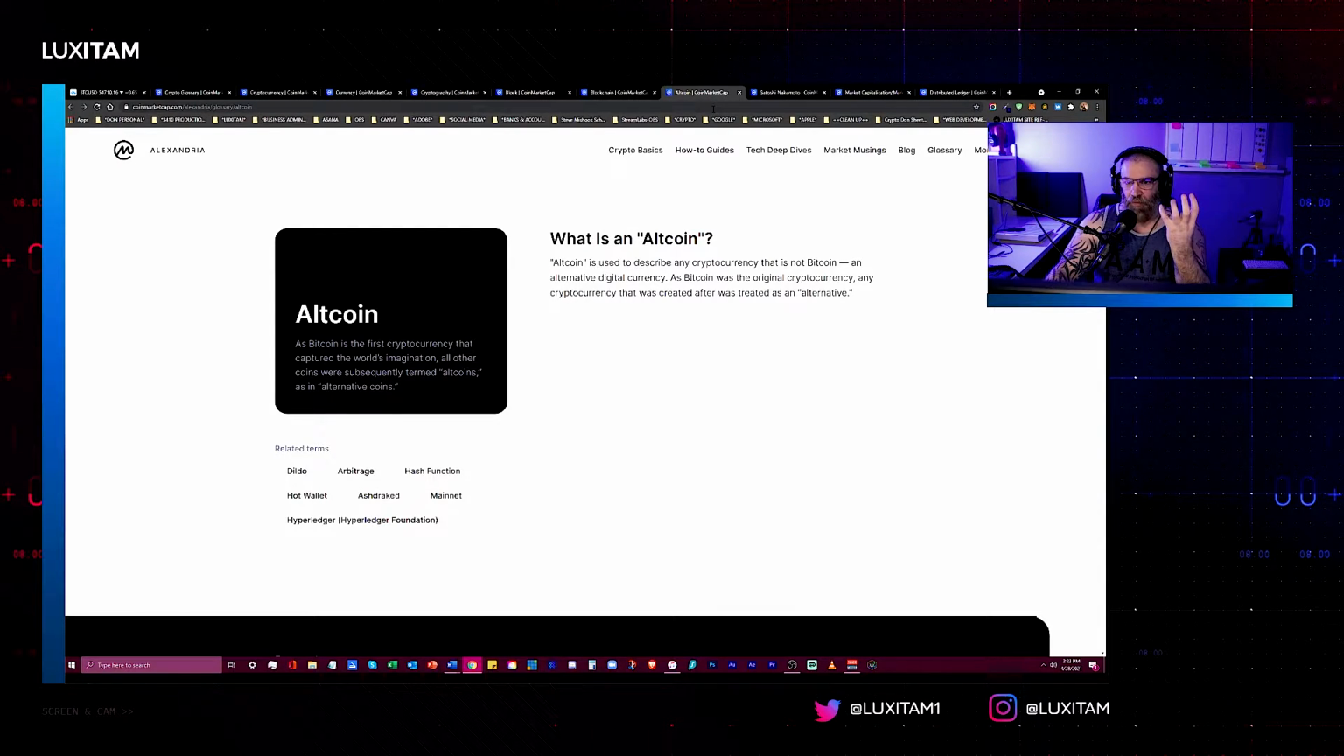Bitcoin is the king, the first cryptocurrency to be created. It's got first-to-market advantages and whatnot. Every coin thereafter is considered an altcoin.